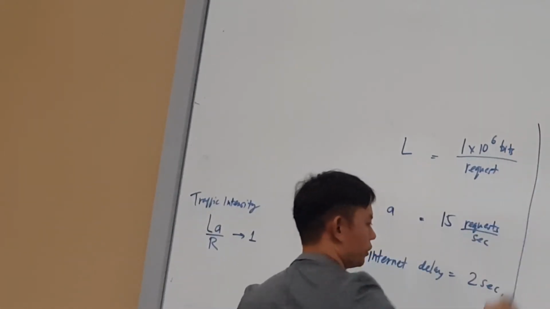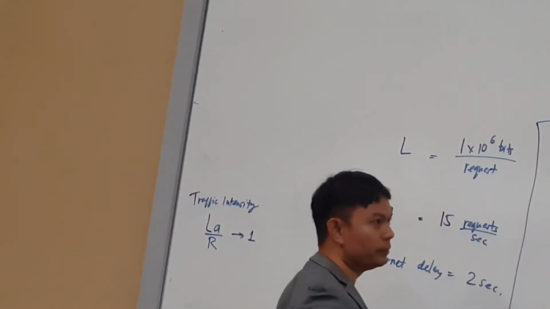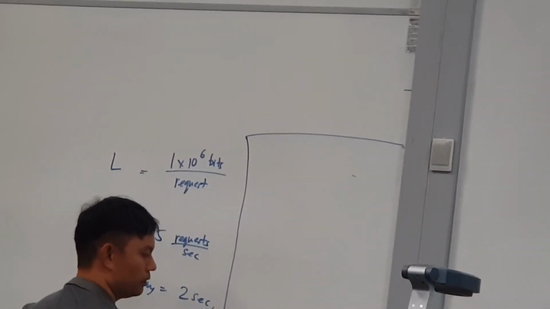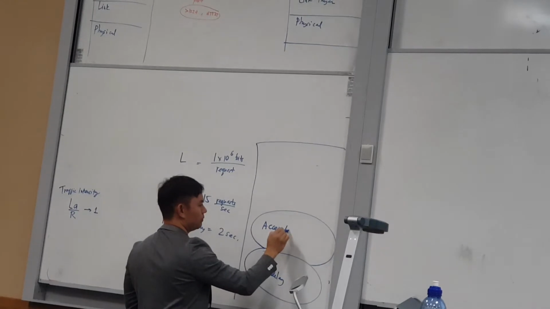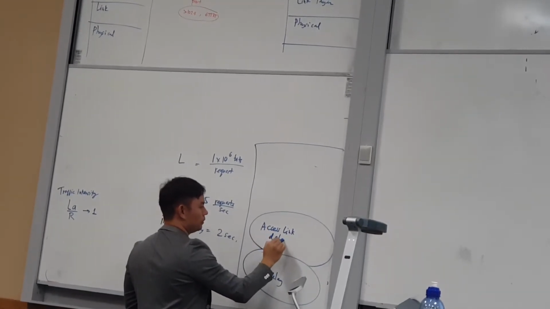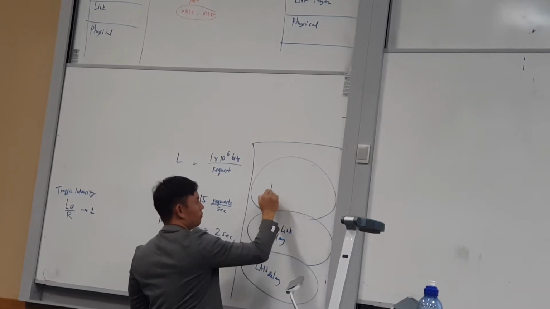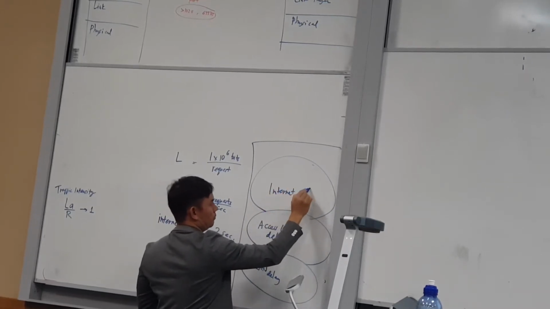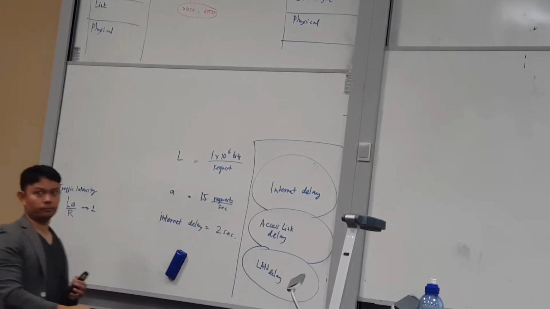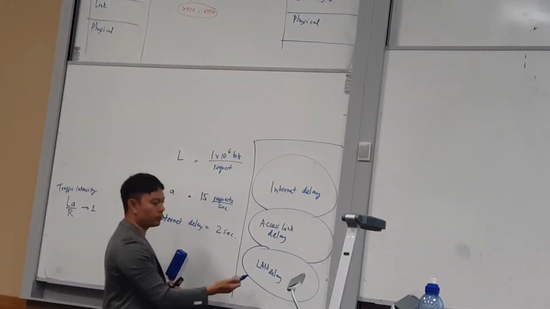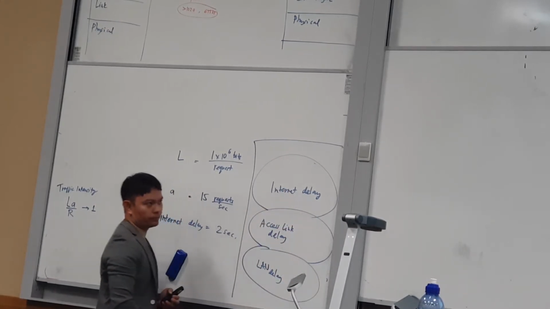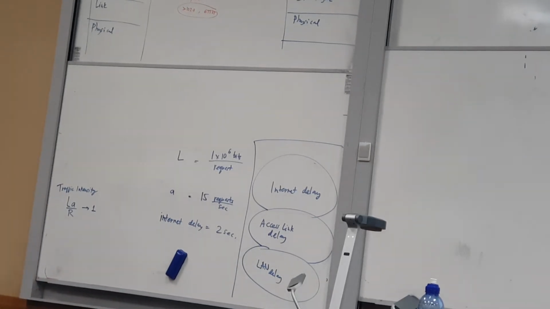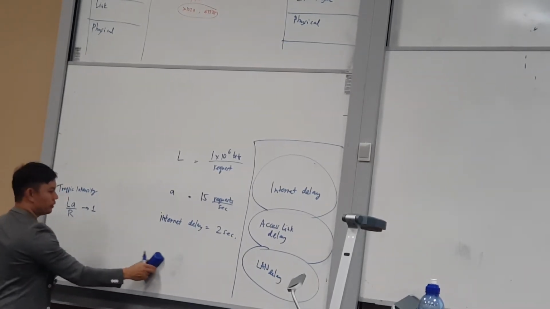Now, for this particular network, we need to estimate the delay. We need to estimate the LAN delay. We need to estimate the access link delay. And we need to consider the internet delay. We need to try and put them together. Because when a request is coming from a LAN, it may involve the access link as well as the internet delay. So what is that average total delay? Let's look at the LAN delay first.